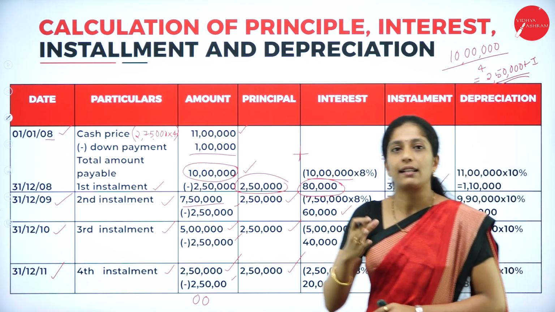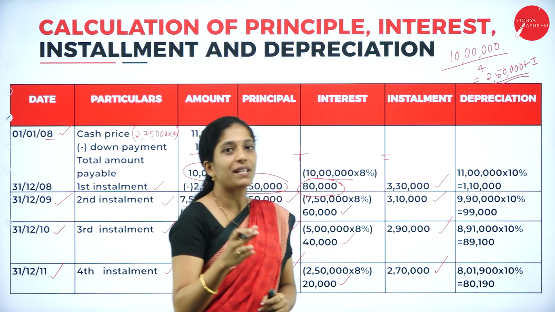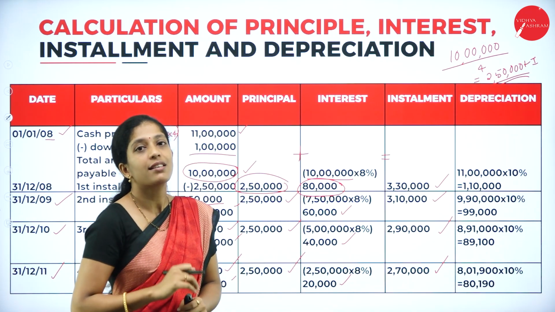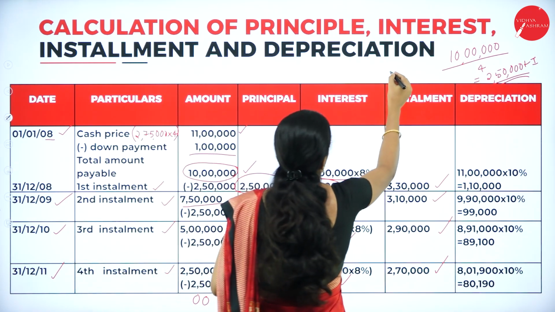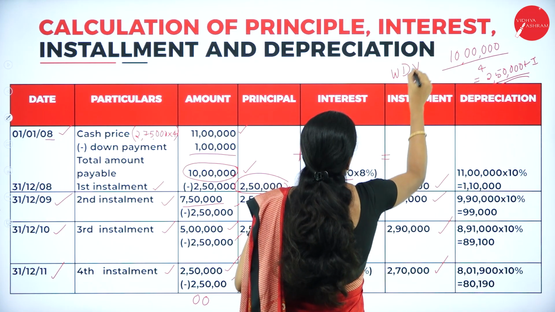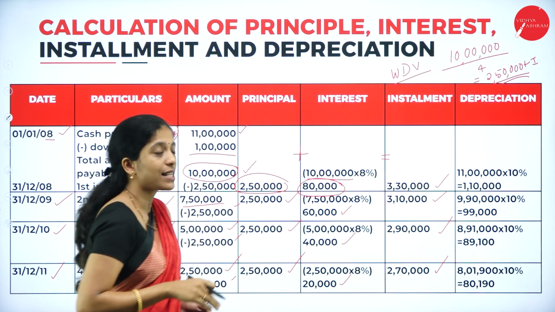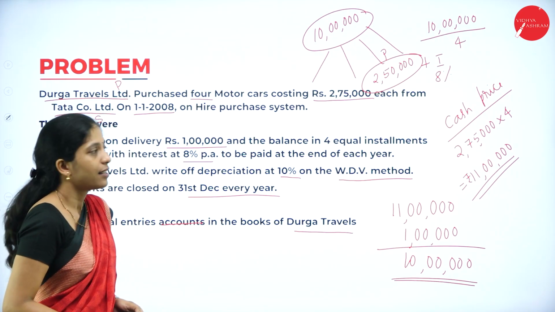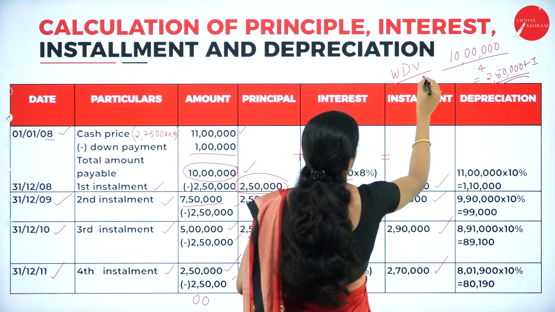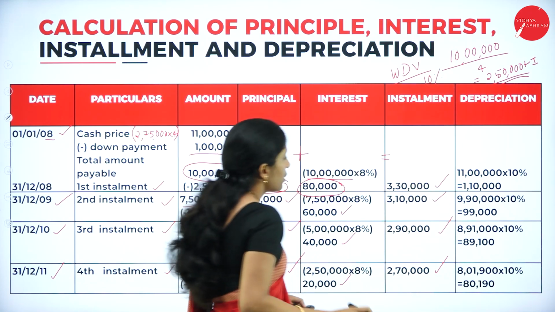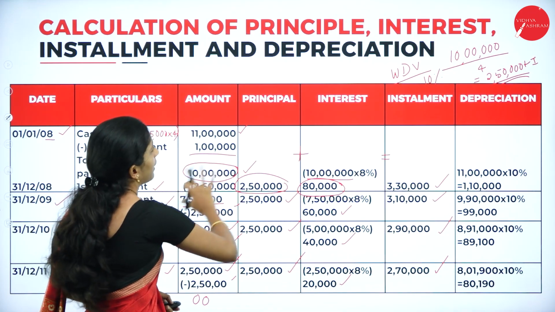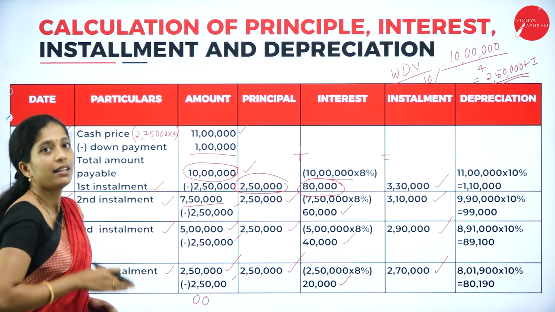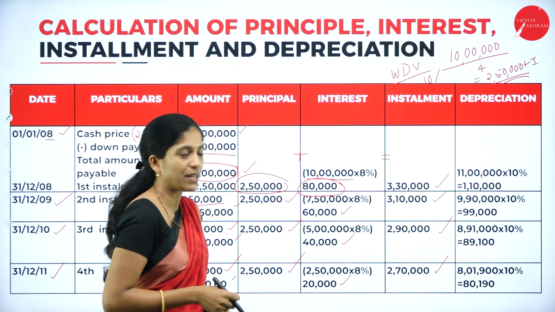Now how to calculate the depreciation? Depreciation has to be calculated in the written down value method. And what is the percentage of depreciation? They have given 10%. So here 10% depreciation has to be calculated. So my dear students, first calculate the installment table, then later you calculate the depreciation.